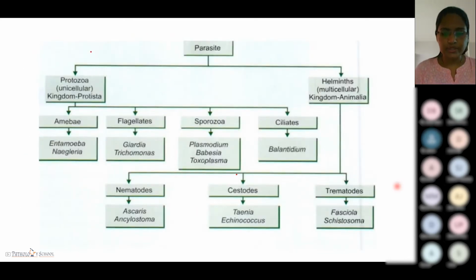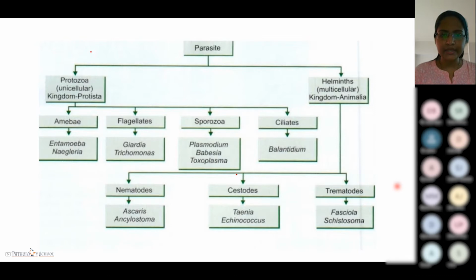Parasites are broadly classified into two categories: protozoa, which are unicellular, and multicellular helminths. Protozoa are further subclassified into four classes depending upon their organ of locomotion as amoebae, flagellates, sporozoa, and ciliates.